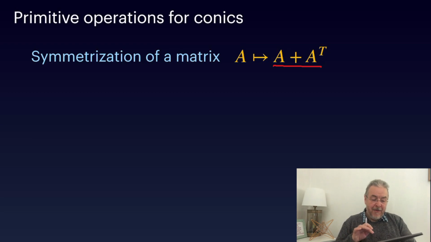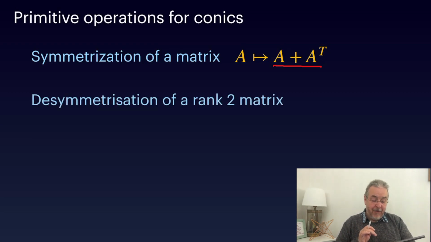Now come the really hard things. So one of them will be the opposite of this operation, the desymmetrization of a matrix. So assume you are given a conic and I ask you, what are the two lines in that conic if it is degenerate? So you have a conic and perhaps you know in advance it is degenerate, and the question is, how do you calculate two individual lines from that?